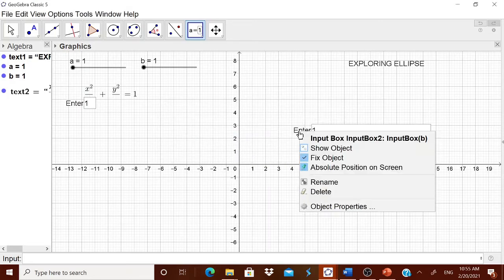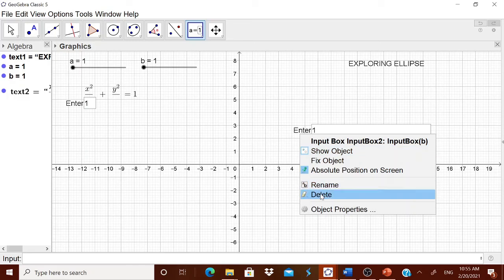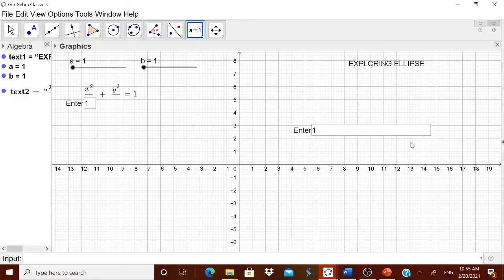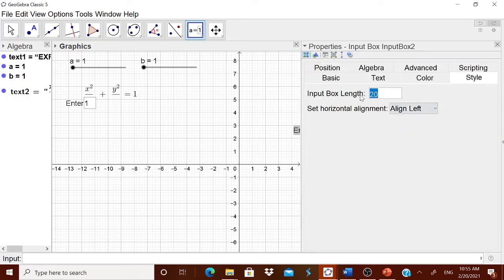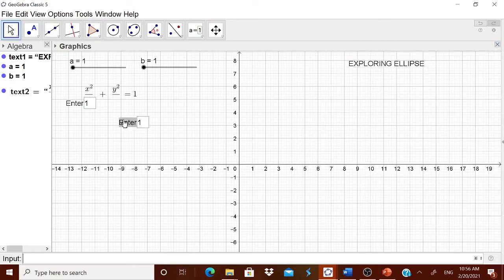Okay, then fix the object, right click, go to the object property, because it will be a little bit lengthy. Already we know it, sometimes several times we have done it. Make it as 2 and then come and put it over here. You can push it and put it. Now a child will come and simply enter it.